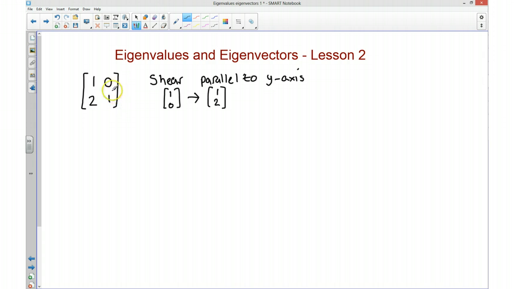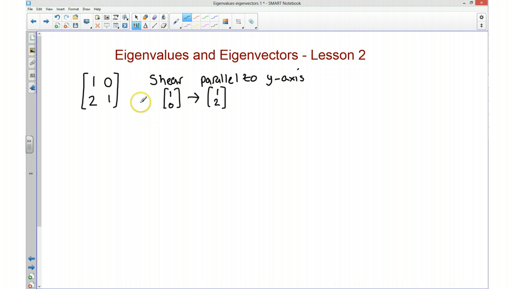Now the other thing worth noting is that the determinant of this is going to be 1 take away 0, which is just 1. So that tells us that the area is invariant, which is another clue to tell us that this is going to be a shear.